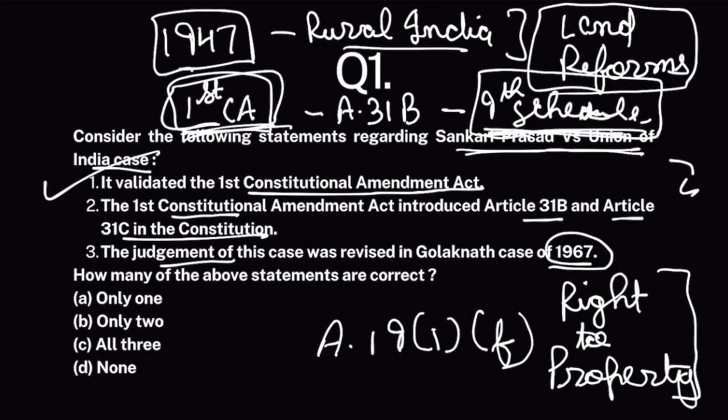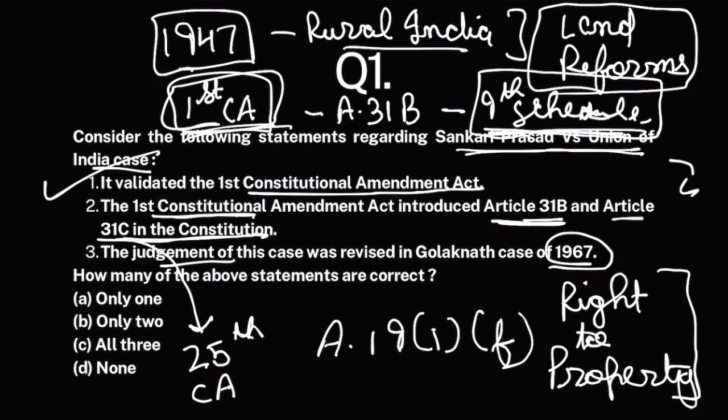Okay, this first Constitutional Amendment Act introduced Article 31B and Ninth Schedule. But 31C was not introduced in the Constitution through first Constitutional Amendment Act. In fact, 31C was introduced by 25th Constitutional Amendment Act of 1971. So this statement is false because of 31C over here.